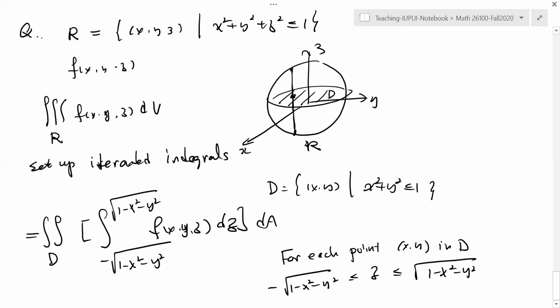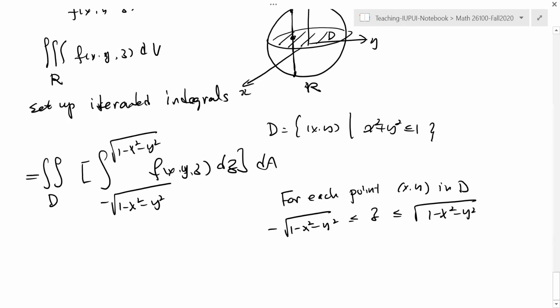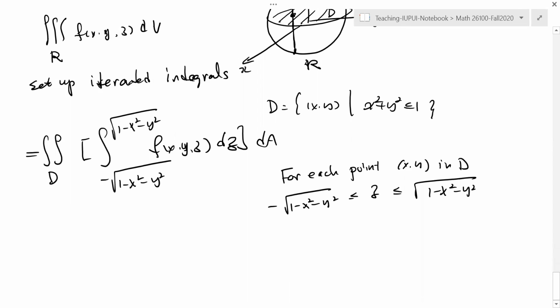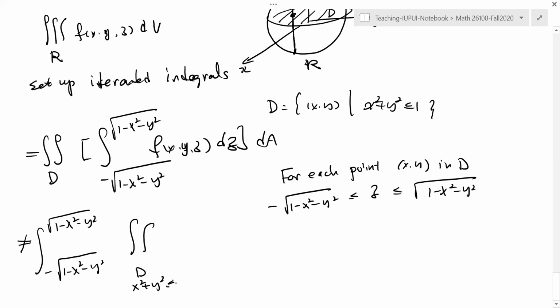Okay. Now, can we set up another integral? Outside is a single integral, inside is a double integral. You cannot just switch the order. It's not going to be, because the integral outside shouldn't depend on any variables. So this is not going to be D, x squared plus y squared less than 1. This does not make any sense.